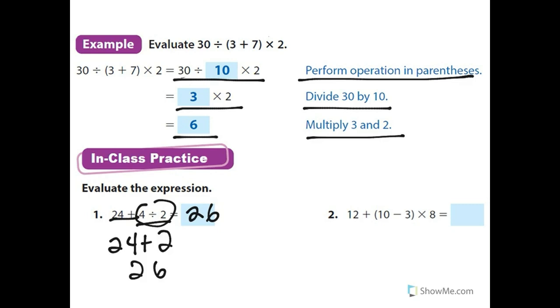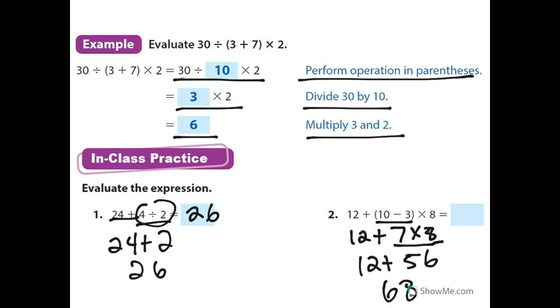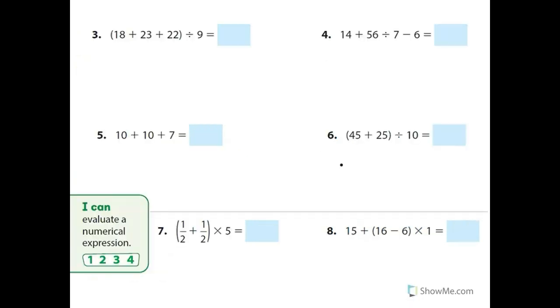All right, so parentheses first. So 12 plus 7 times 8. We're going to multiply next, because multiplication or division comes first. So 12 plus 56, and then 12 plus 56 is 68. 68. All right. Do number 3 and we'll go over it.